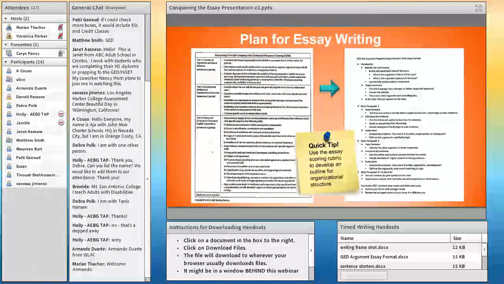So the next step is planning for the essay writing. Looking at your plan, how do you help your students get organized and write an organized essay? We're often teaching the 5-paragraph essay method, and they're pretty familiar with that when they come to me.